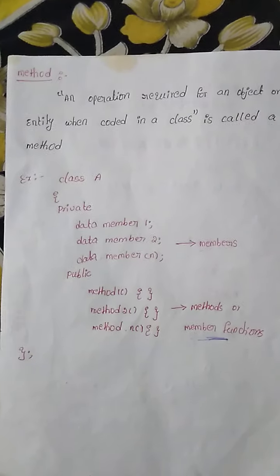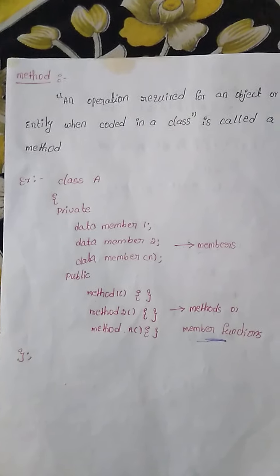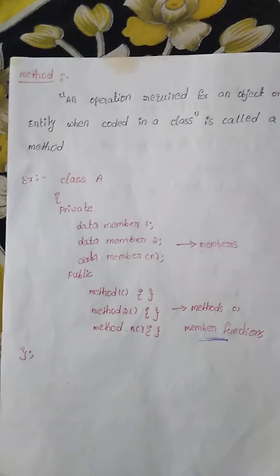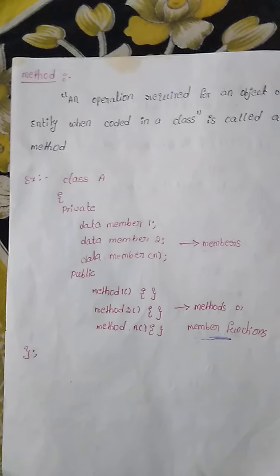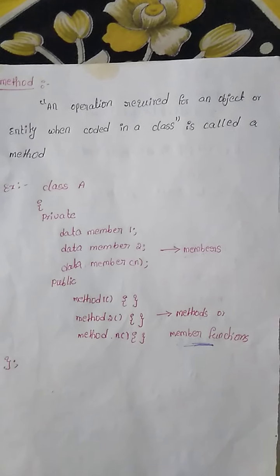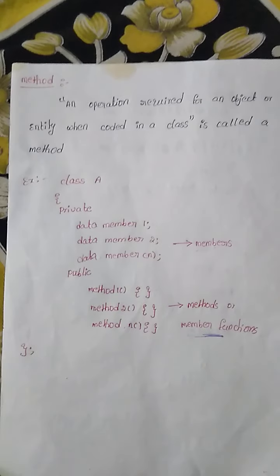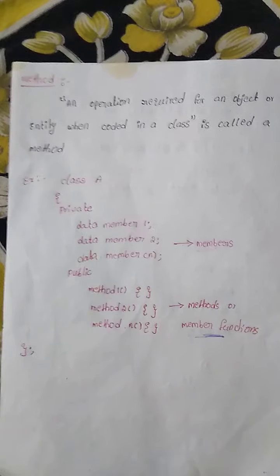Here we take one example. On a class, a private data member n, in public method 1, method 2, method n. These methods are member functions. The object wanting an operation in a class, methods are member functions. Here we close the class with semicolon.